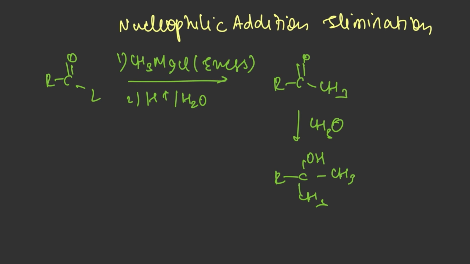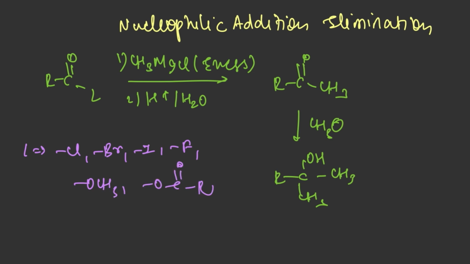L could be chlorine, bromine, iodine, fluorine, OCH3, OC double bond OR. All of these could be the leaving group. Now, what mechanism does it follow?